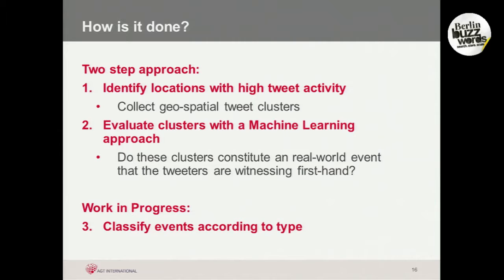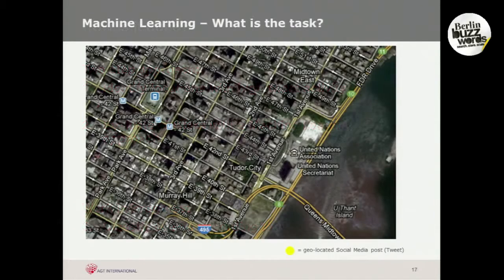Actually, what we have found is kind of what we're working on at the moment. That is classifying the events according to the type, because you want to know, is this a rock concert or is this a building that's on fire? Because different people are interested in that.